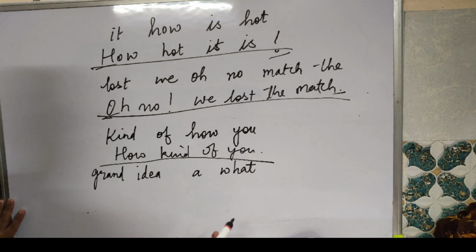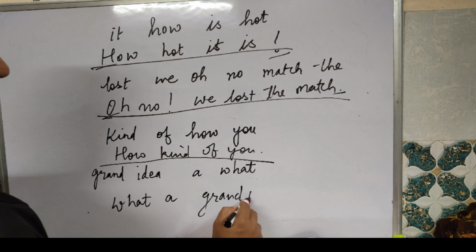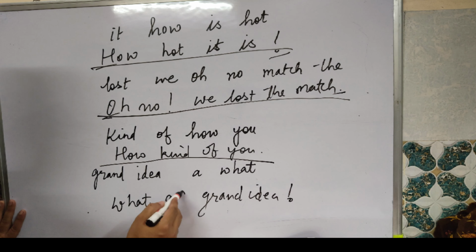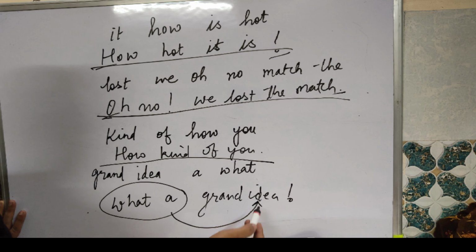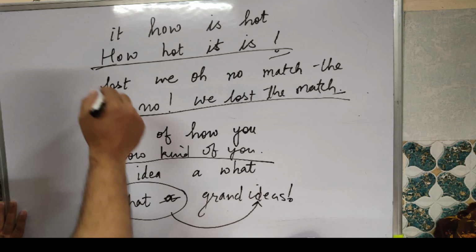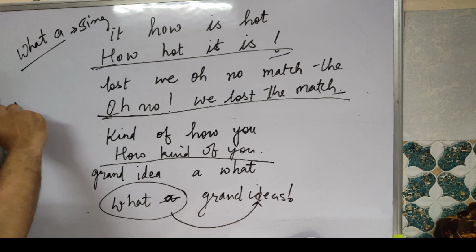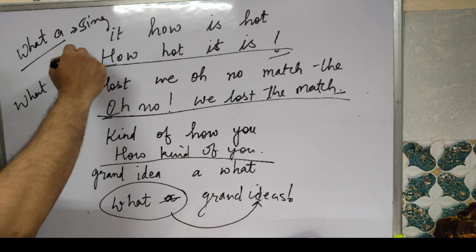Grand idea what. So it should be like what a grand idea, okay, an exclamation mark. Now one more thing is there. What actually happens over here, what a is used with idea which is a singular noun. Okay, if suppose it was ideas, then it should be just what grand ideas. Okay, so just keep that in mind, that what a is used with a singular noun and what is used with a plural noun.